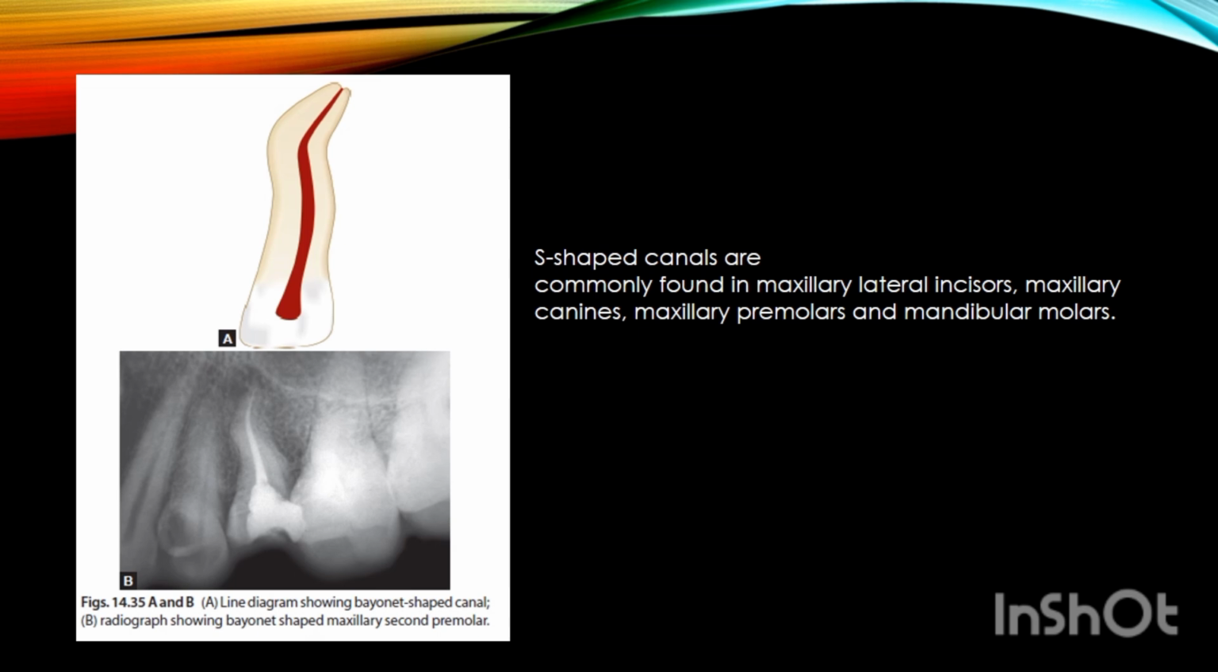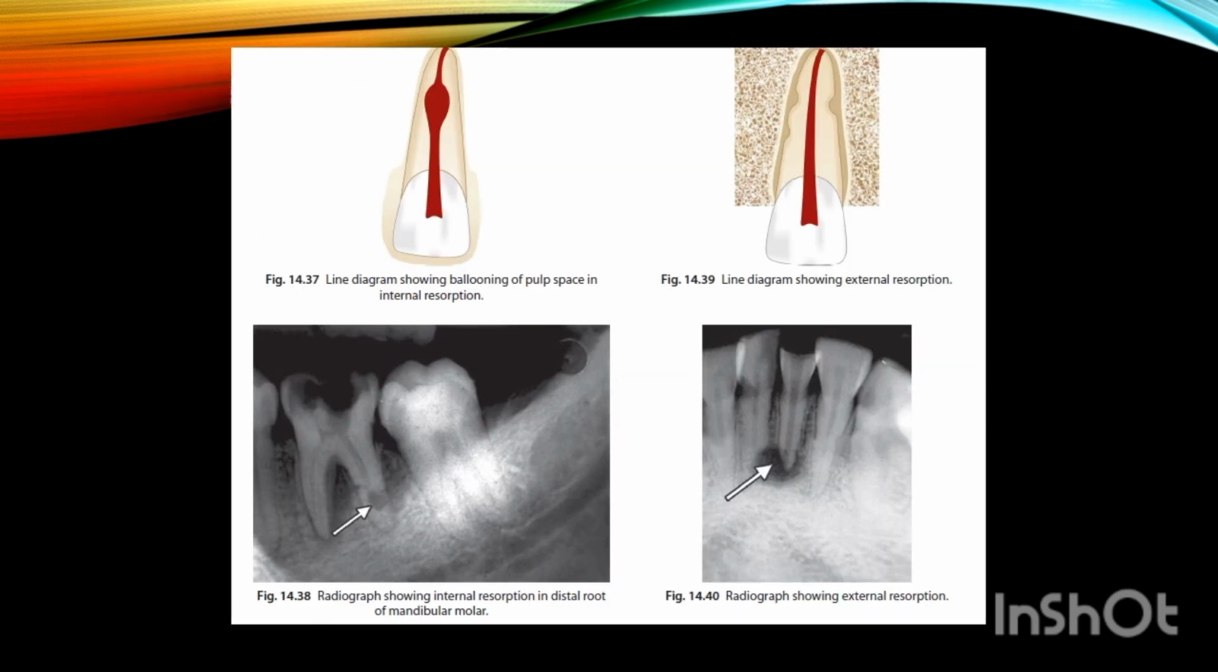It is easy to identify from the radiograph. It is commonly seen in maxillary lateral incisors, maxillary canine, maxillary premolars, and mandibular molars. And then we have the internal resorption as well as the external resorption.